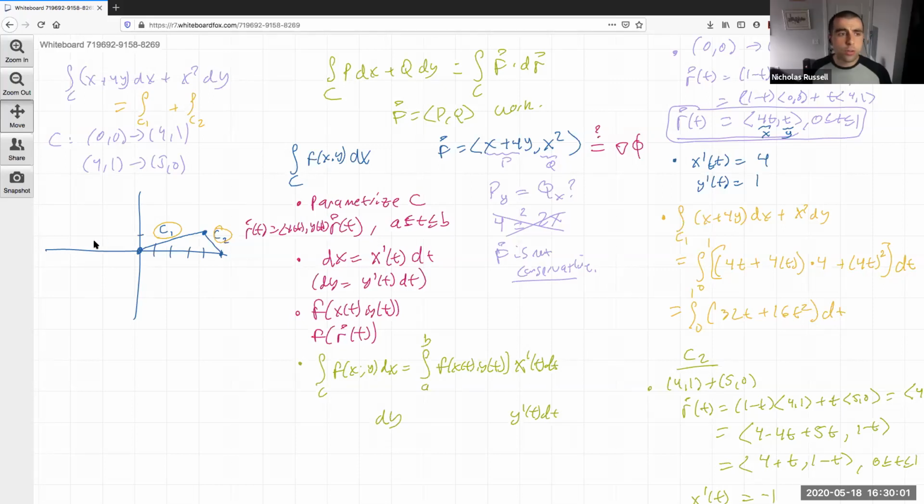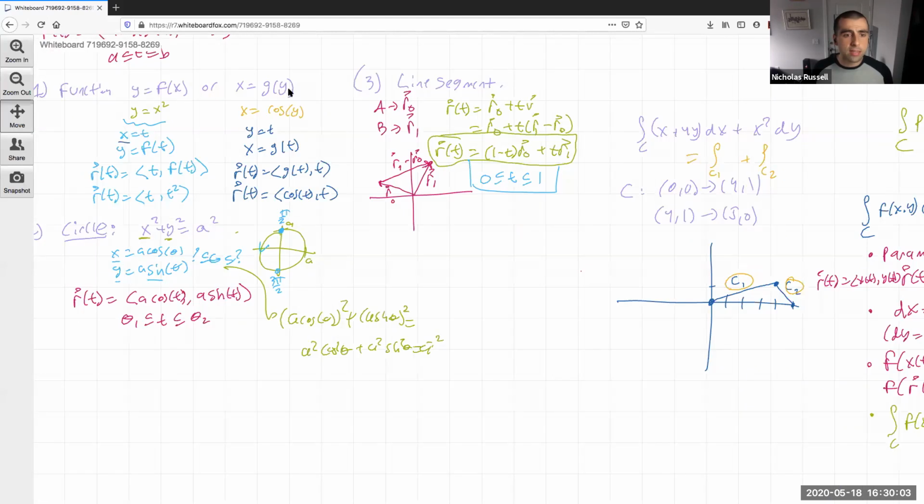If you use this formula for a line segment, it is always 0 to 1 for your parameterization. Use this exact equation.